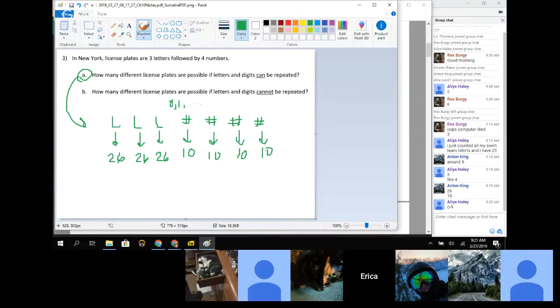So what are we going to do? We're going to multiply all these together. And we find out that in New York, there are 175,760,000 different combinations of license plates.